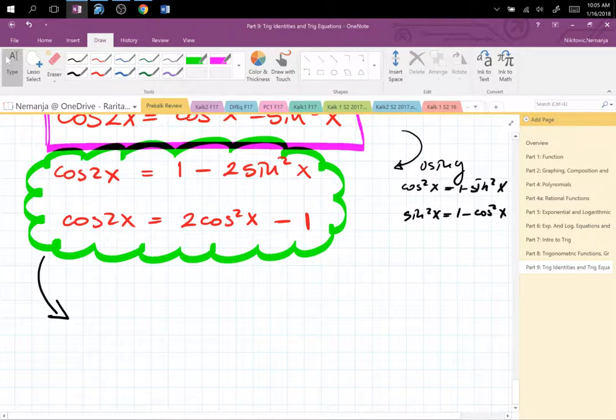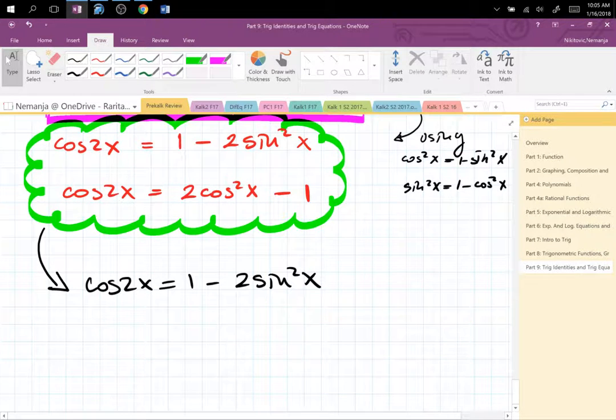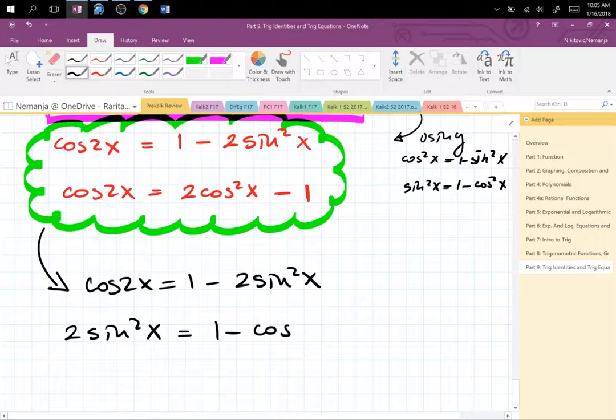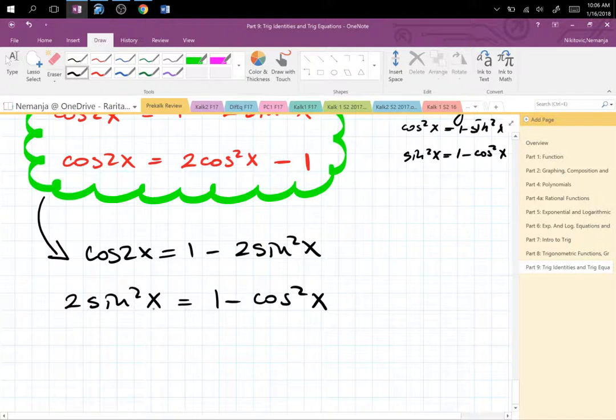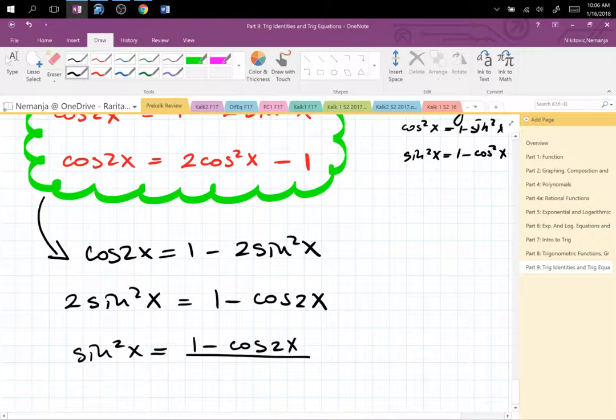So now, if I manipulate these, take cosine 2x is equal to 1 minus 2 sine squared x, and then move 2 sine squared x to the left and move cosine 2x to the right, and then divide by 2. Wait, this is supposed to say cosine 2x. We get this.